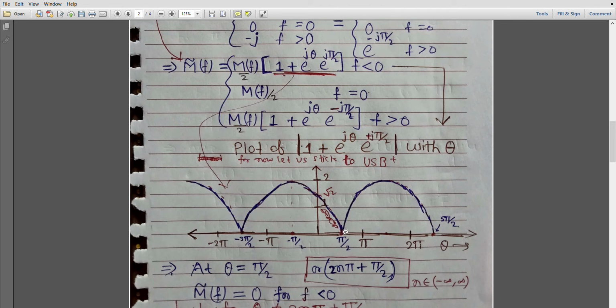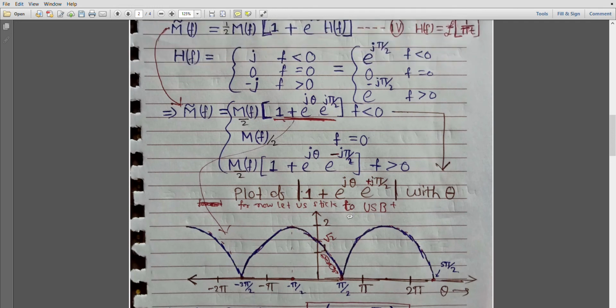So if we substitute theta by pi by 2 plus delta, where delta tends to 0, suppose delta is some angle so that its value is not equal to 0. For theta equal to pi by 2 plus delta, and delta not equal to 0, our function will not be 0. Our function means this function, 1 plus e to the power j theta into e to the power j pi by 2, will not be 0.